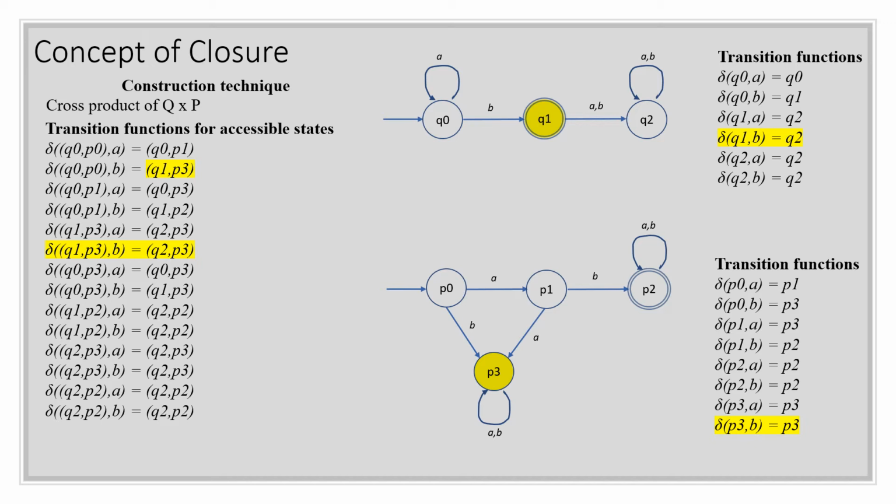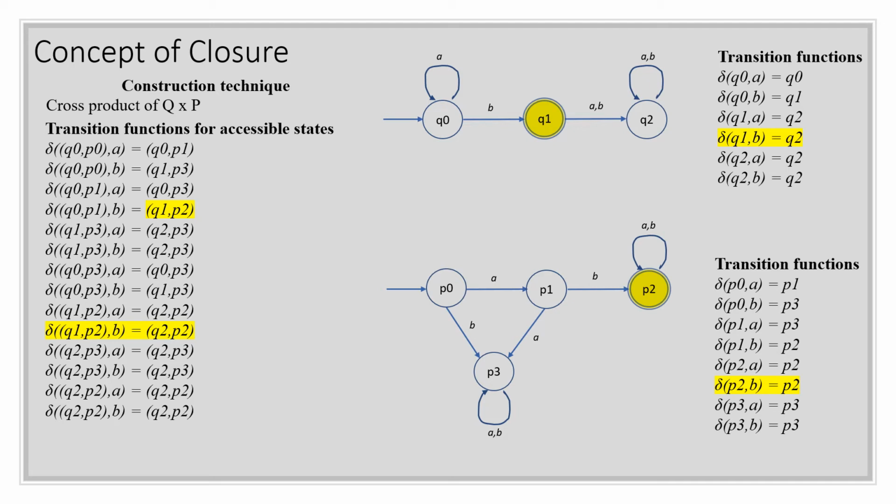The next state we're going to do is Q0, P3. Q0, P3 with an A, you're going to get to Q0, P3. Q0, P3 with a B, you're going to go to Q1, P3. The next state we're going to deal with is Q1, P2. Q1, P2 with an A is Q2, P2. Q1, P2 with a B is also Q2, P2.